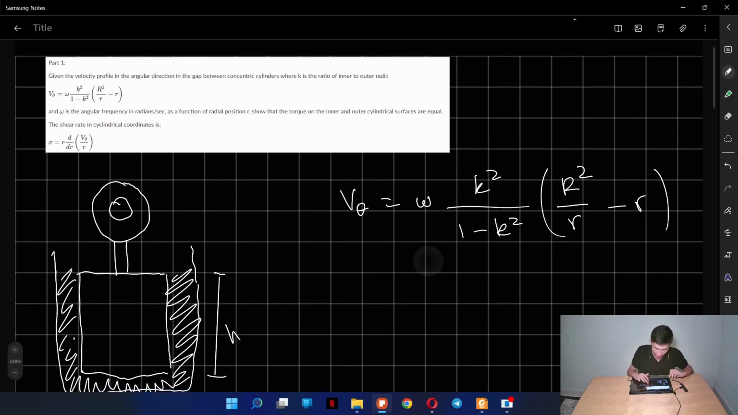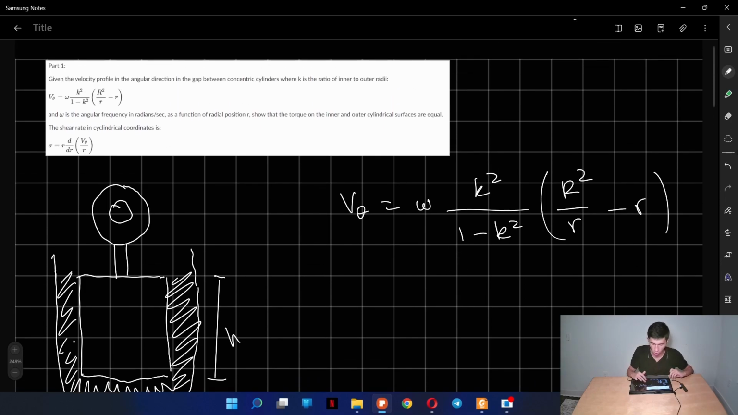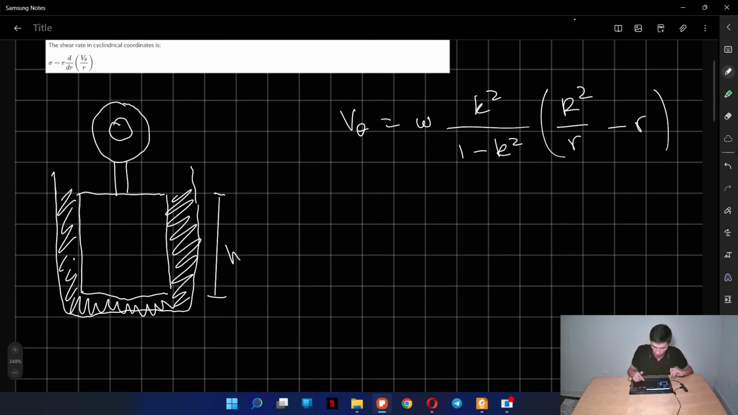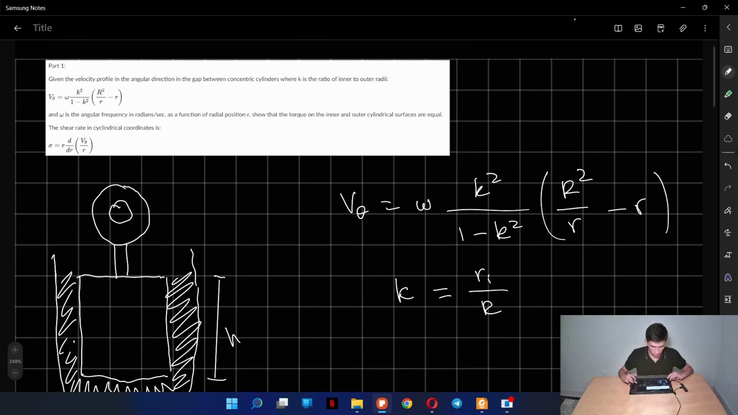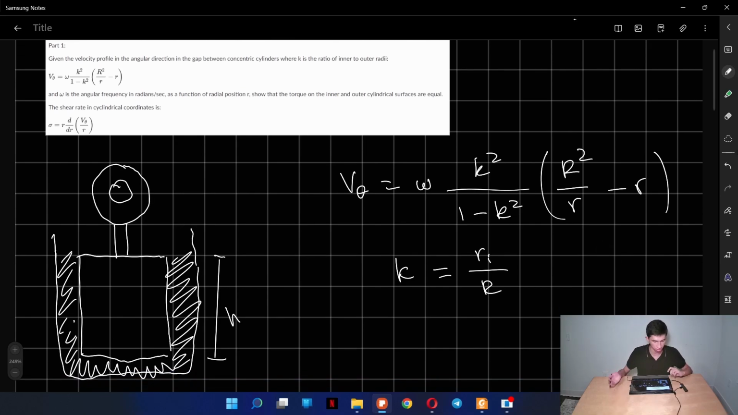We're also given that k is equal to the ratio of inner to outer radii, which means k should be equal to the inner radius over the outer radius. In the question we're asked to show that the torque on the inner and outer cylindrical surfaces are equal to each other. We're also given the shear rate in cylindrical coordinates. The last equation is the equation for the shear rate in cylindrical coordinates.